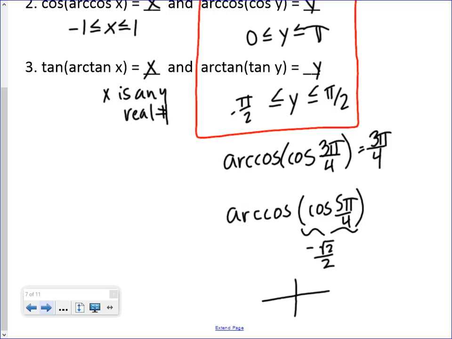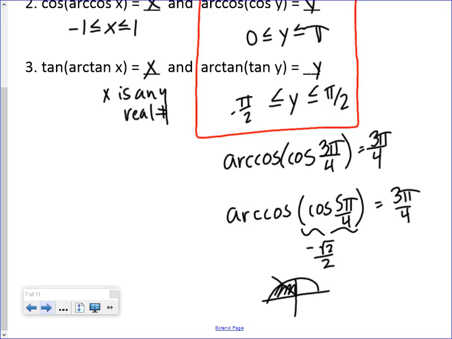Since it's a negative ratio, you should be in which quadrant? Quadrant 2. And that angle is the 135, but we answer in radians. 3 pi/4. So notice both of these answers are 3 pi/4. So be careful. You can use this shortcut and just say, oh, they undo each other, 3 pi/4, as long as the answer fits the range for arc cosine or arc sine or arc tangent.